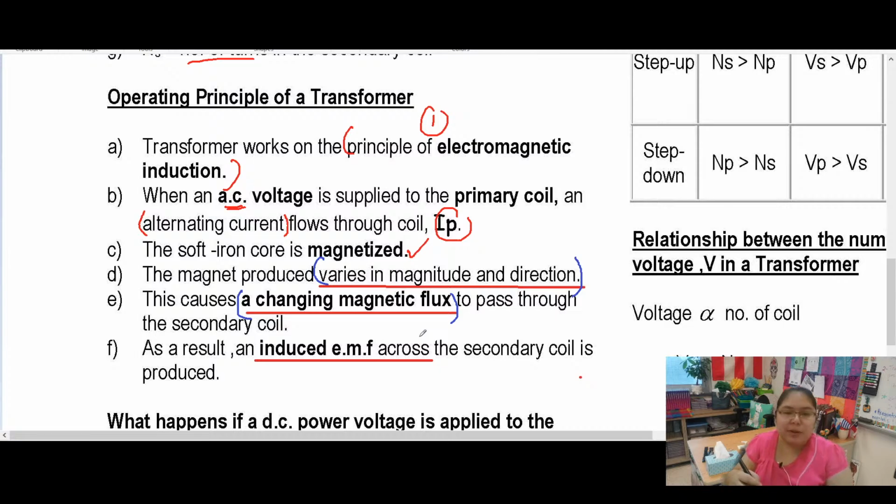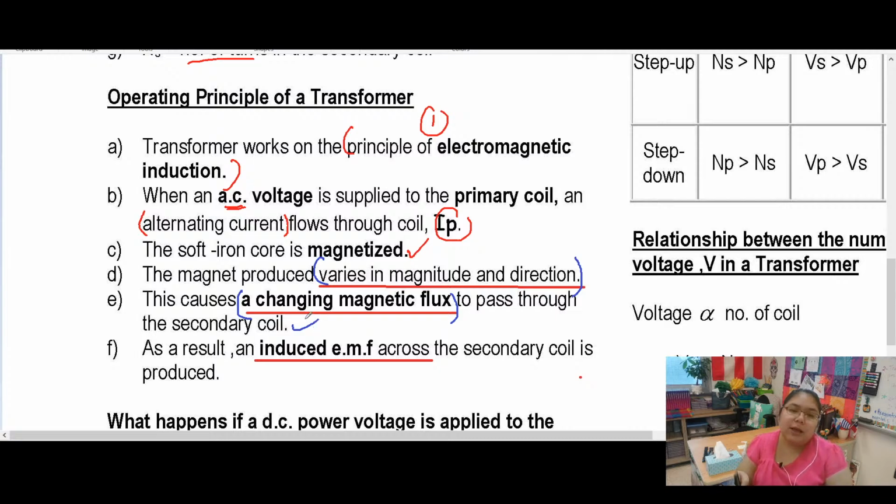Normally when we learn electromagnetic induction, we use motion, is it? We use the hand to shake the wire. When you shake the wire up and down, actually you are changing the direction. So now we no need to use the hand to move up and down. We just use the alternating current, so the direction keeps changing. So this will create the changing magnetic flux in the soft iron core, which then passes through to the secondary coil.